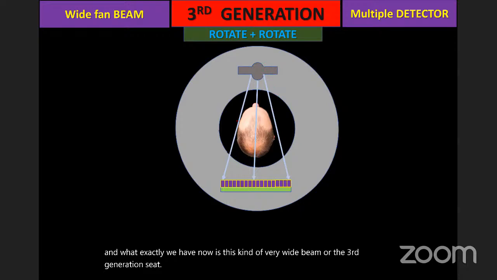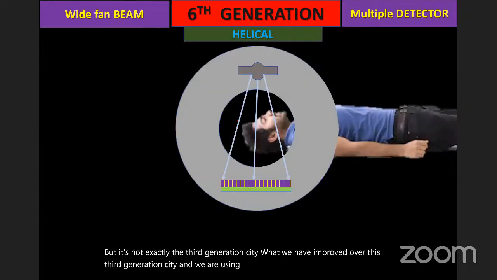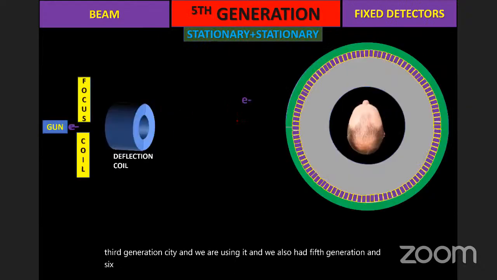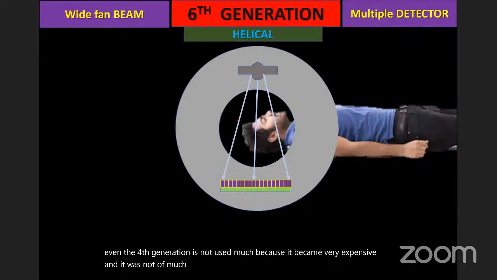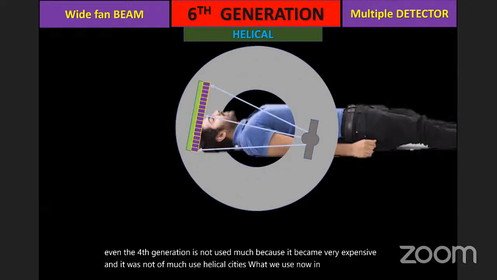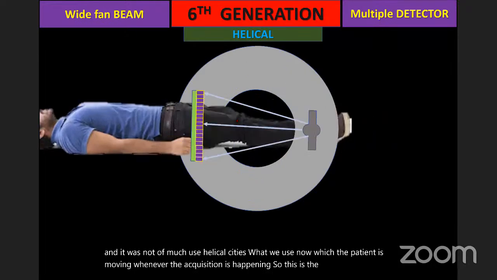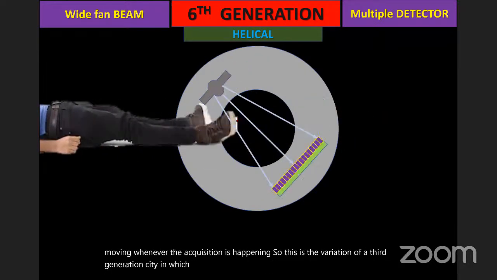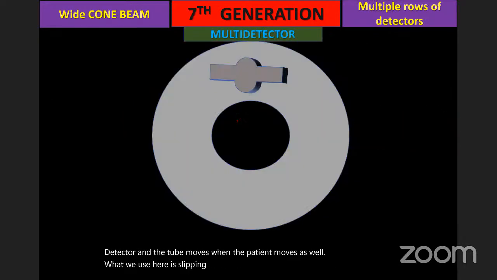But it's not exactly the third generation CT that we have. We have improved over this third generation CT and we are using it. We also had fifth generation and sixth generation. Fifth generation is not used much, and even the fourth generation is not used much because it became very expensive and was not of much use. Helical CT is what we use now, in which the patient is moving whenever the acquisition is happening. This is a variation of the third generation CT, in which the detector and the tube move as the patient moves as well. What we use here is slip ring technology. This is the question that was asked.